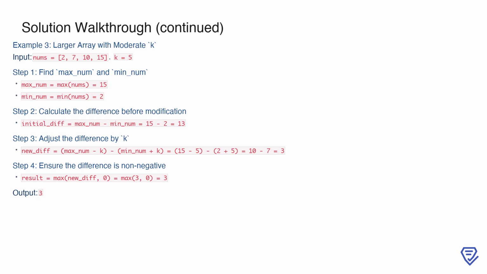As always, we ensure that the difference is non-negative by taking the maximum of the new difference and 0. In this case, the result is max(3, 0), which is 3. Therefore, the smallest possible difference for this example is 3.